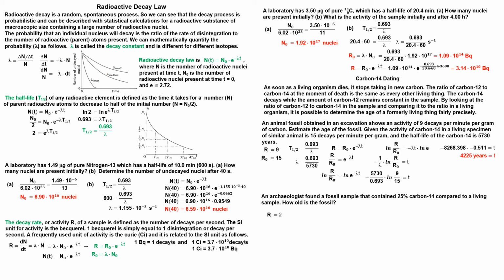We can consider that the initial activity is 100% and the current activity of the fossil is 25% of the initial activity. The half-life of carbon-14 can be taken from the previous example. Now we continue as in the previous example.